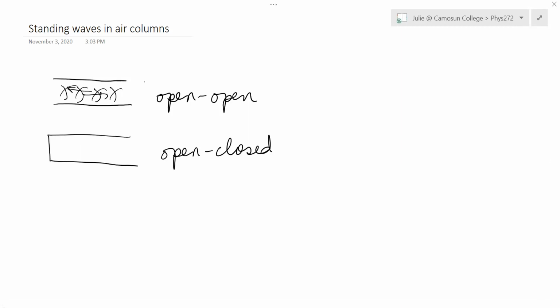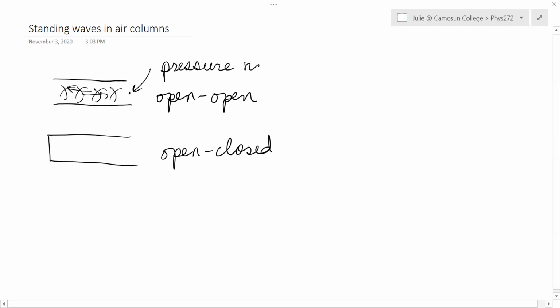So the thing that you have to remember is that at the open ends of the pipes, this would be a pressure node, which means that the pressure is continuous there and it is the same as atmospheric pressure, so it's a node. But the displacement, the motion of the air molecules, is a maximum there. You need lots of movement so that the sound can come out of the pipe into the atmosphere and you can hear it. And so this would be a displacement antinode.